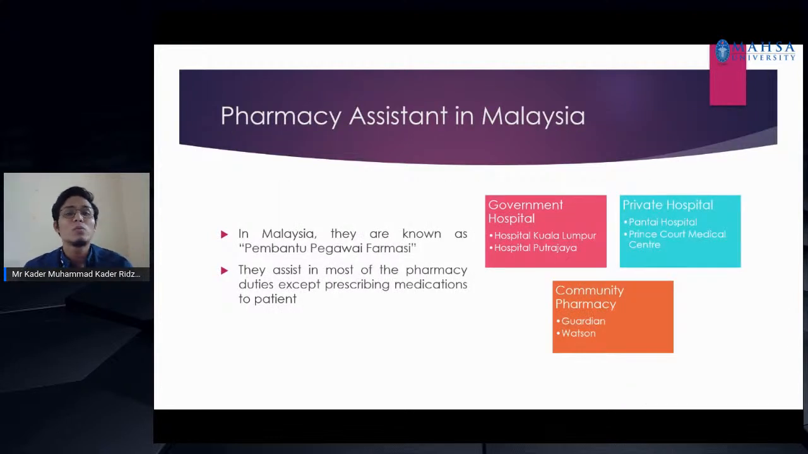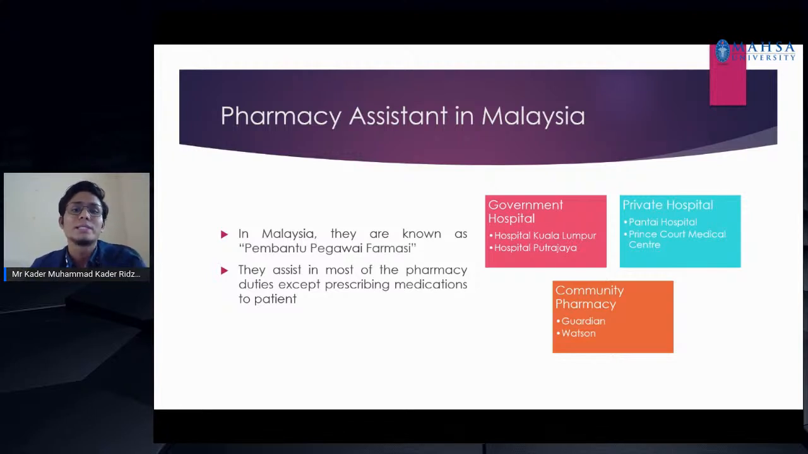To see it in our context, which is Malaysia, pharmacy assistants in Malaysia are also known as pembantu pegawai farmasi. If you are working in a government hospital setting, once you graduate from your diploma in pharmacy, you will go straight into the hospital and you will get the title of UF29. That is your role in the hospital as a pembantu pegawai farmasi. Mostly they help to do the pharmacy duties except prescribing medication to the patient. In Malaysia, prescribing of medication is mostly done by the specialists and the doctors.